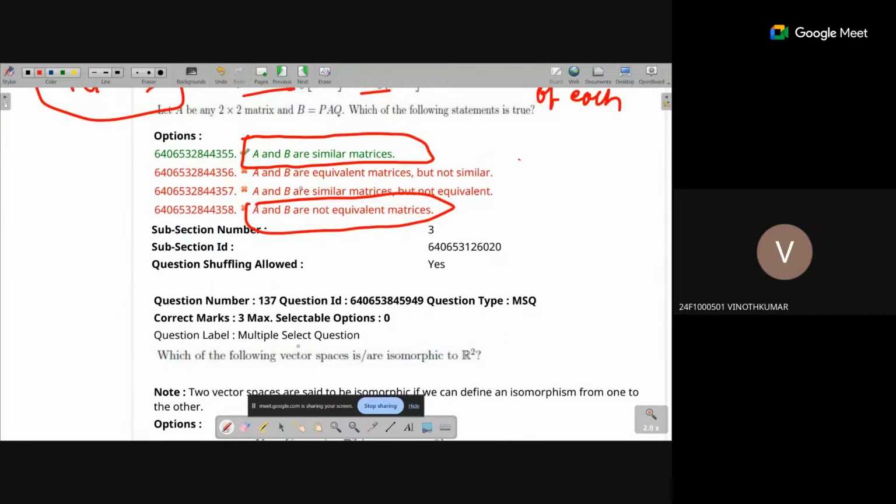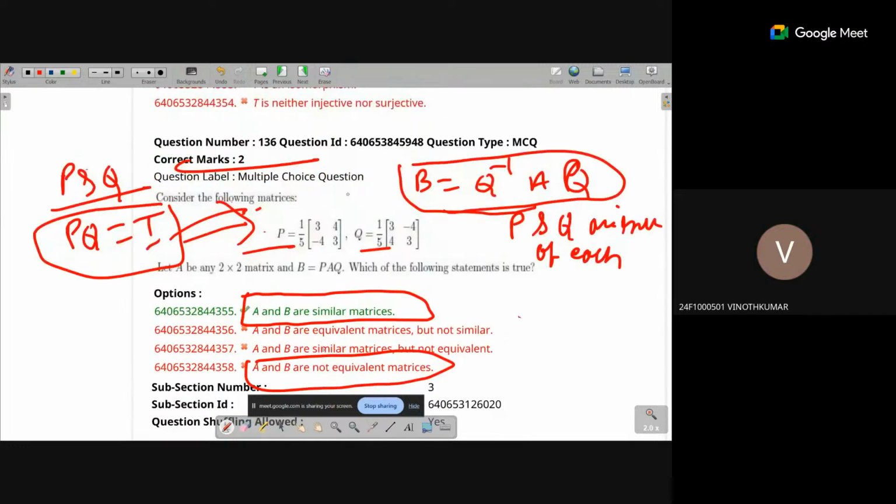What is the trace of a matrix? Trace means the sum of the elements on the diagonal. Suppose I have a matrix 3, 4, minus 4. What are the diagonal elements? This one and this one, and you add those elements, 3 plus 3. So that is the trace. This 6 is the trace. Sir, trace is only for square matrices, right? Exactly. Yes.